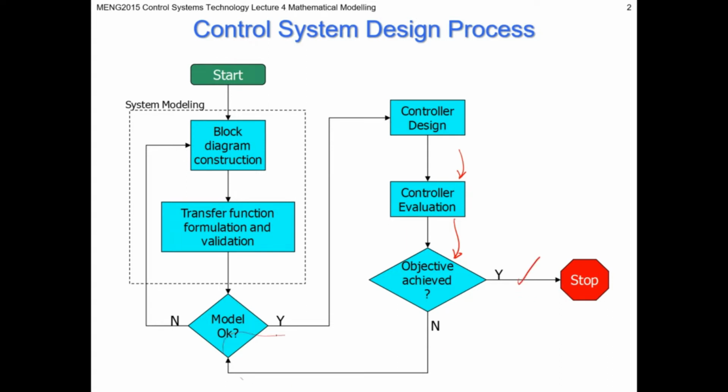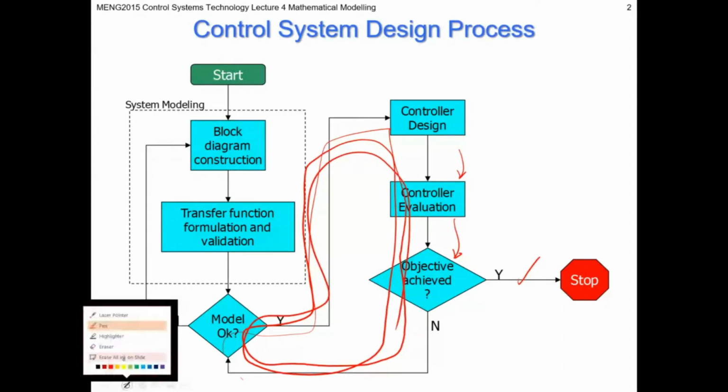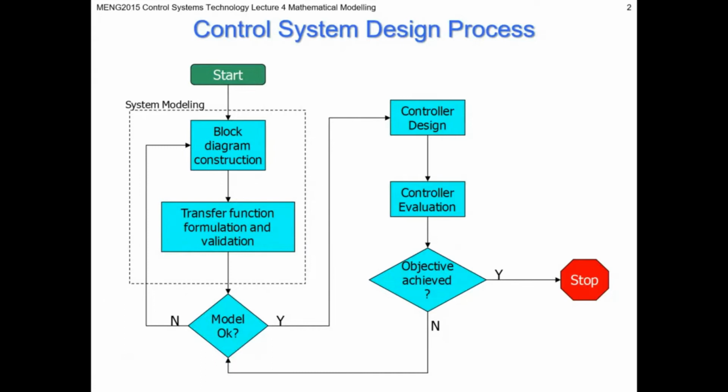If not, then you have to keep looping around, revisiting your controller design. It's an iterative process, right? So you keep going until you've basically reached your objective. So that's the general control design process, but it's based on model-based design.